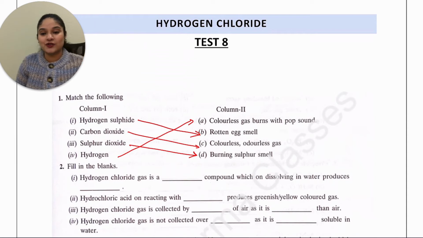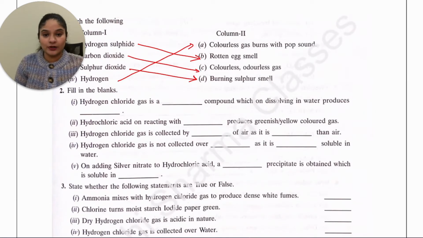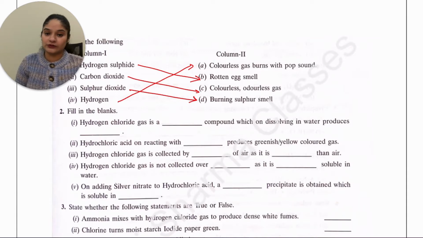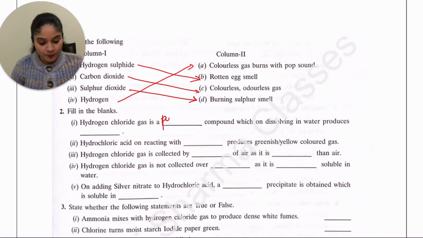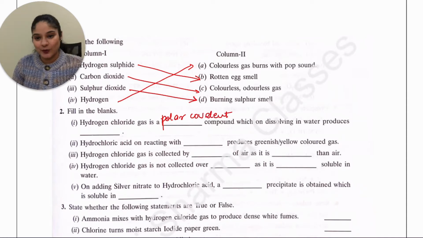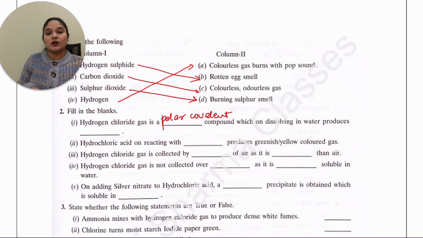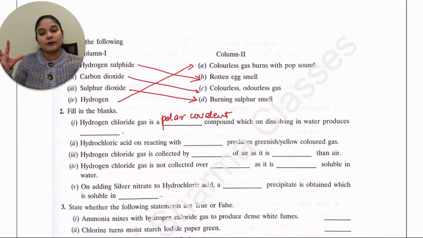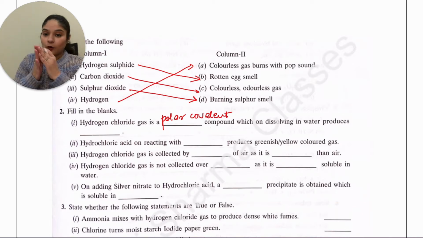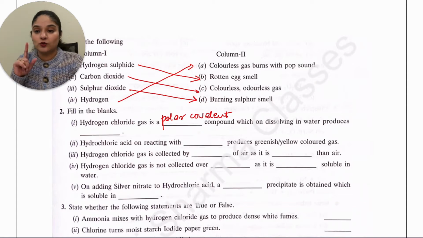Moving on. Hydrogen chloride gas is a dash compound which on dissolving in water produces dash. Hydrogen chloride gas is a polar covalent compound. Why do we say polar covalent? Because chlorine, being highly electronegative, pulls the shared pair of electrons towards itself and becomes slightly negatively charged, and hydrogen becomes slightly positively charged. Therefore, polar charges happen. It is a polar covalent compound, which on dissolving in water produces ions.